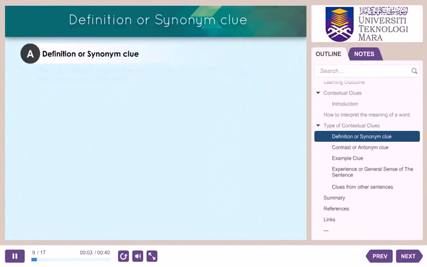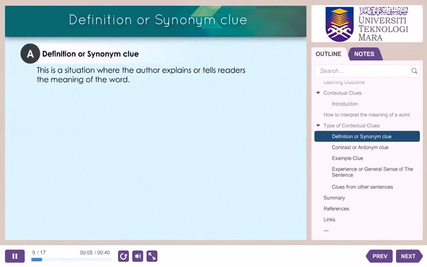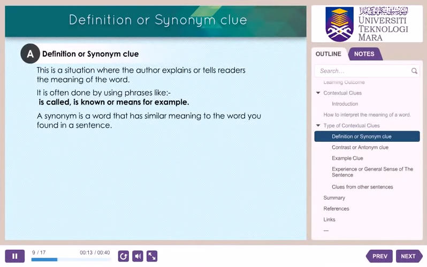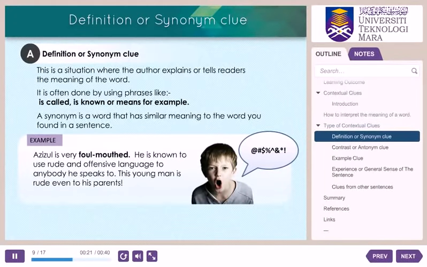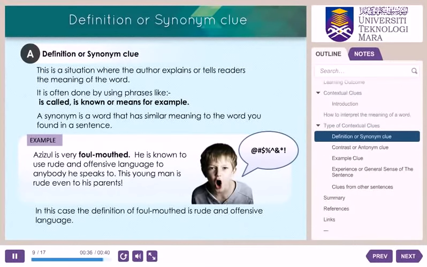Definition clue. This is a clue where the author explains or tells readers the meaning of the word. A clue is used when the word is felt to be too difficult by the author. The example shows us a young man called Azizul who is rude to people and his parents. He is also known to use bad language or offensive language. Foul mouth is another way to say Azizul uses offensive language.